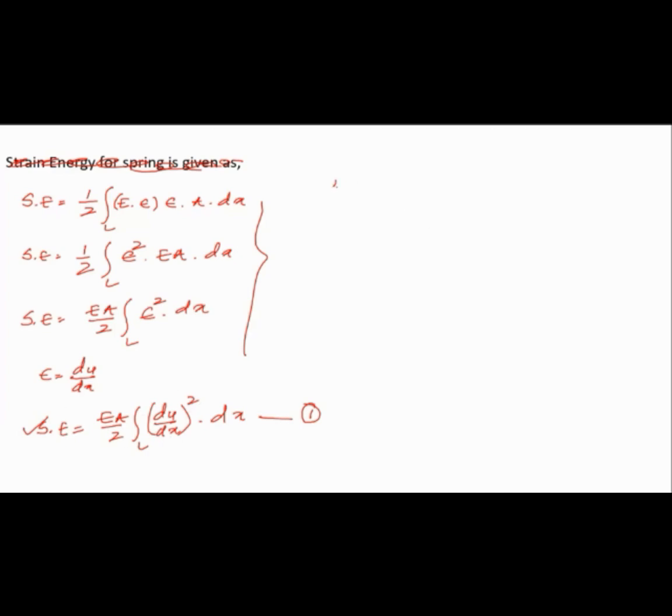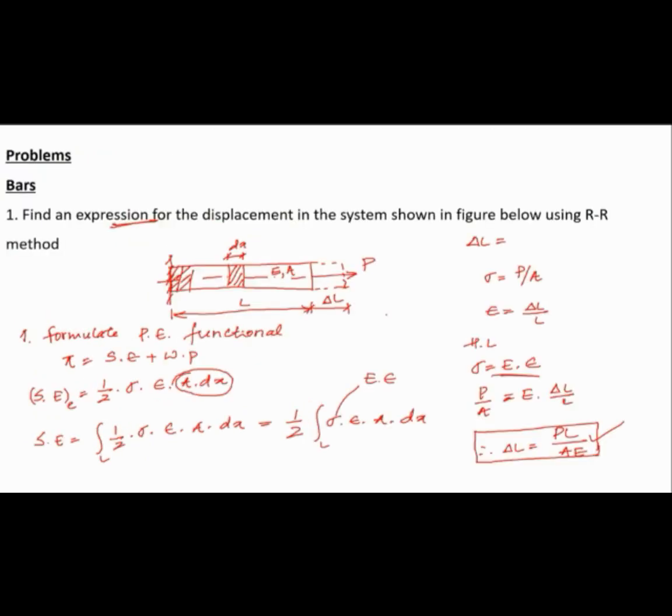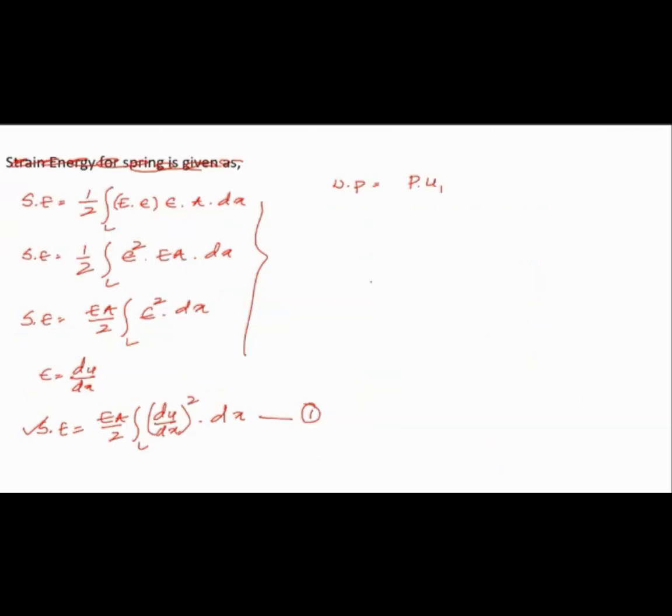Okay. Now next I need to find out the work potential. So work potential is force into extension. P is the applied force, and extension, let us consider it as U1, instead of this delta L. So applied force is here, and extension in this portion is U1, which I have considered. So it is P into U1 is my work potential, nothing but force into displacement. And it is a negative sign because the force is acting upon the system. Now this is my second equation.